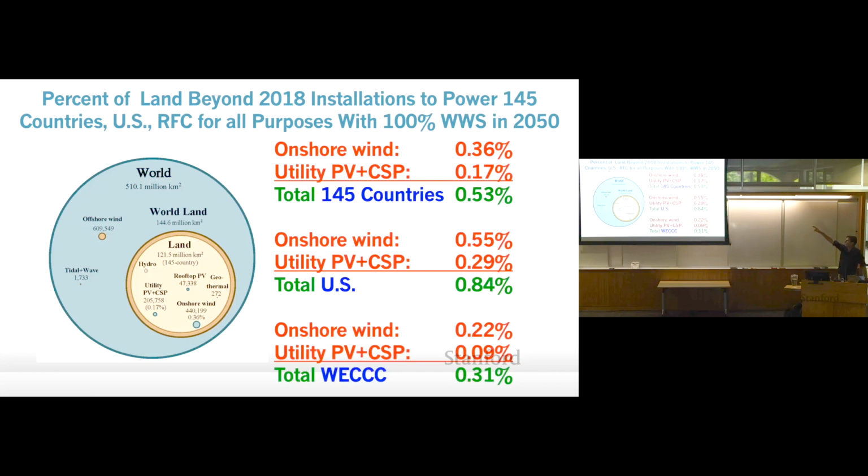So for onshore wind for the world, it's about 0.36% of the land for spacing, 0.17% for footprint, so a total of 0.53%. For 145 countries in the US, it's 0.84%. Western Interconnect is about 0.3%. But how much land does the fossil fuel industry take? Can anybody guess for the US? 1.3%. So 1.3% of all U.S. land area is occupied by the fossil fuel industry.